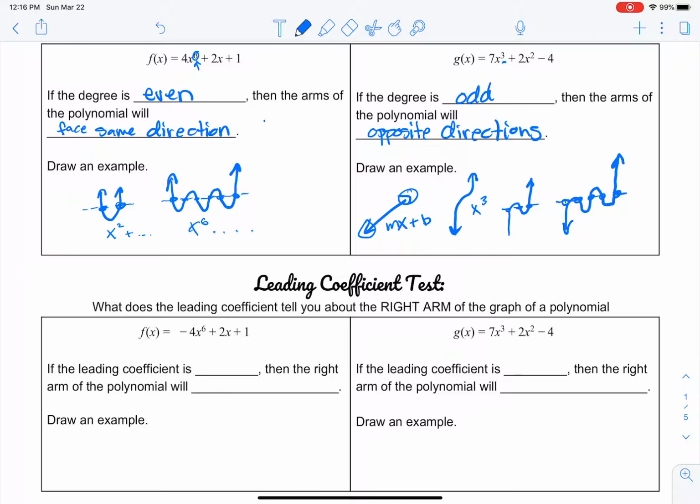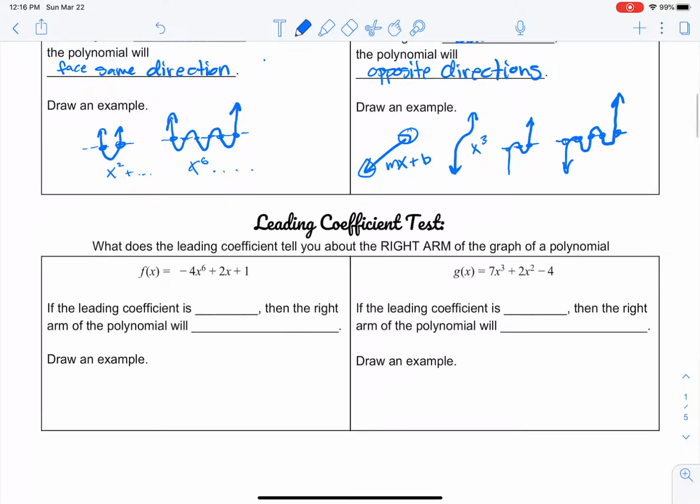Let's focus on odd and even degrees and what that means for arms. And then we're also going to talk about what the leading coefficient does to the arms. So in this case, we have a negative leading coefficient. So that means that, think about what a negative a value does in a quadratic. So that makes the arms face down, right? So we're going to change the directions the arms face. So if we have a negative leading coefficient, then the right arm of the polynomial will face down. Or you could also say go toward negative infinity, because the y values are going to fall to negative infinity.